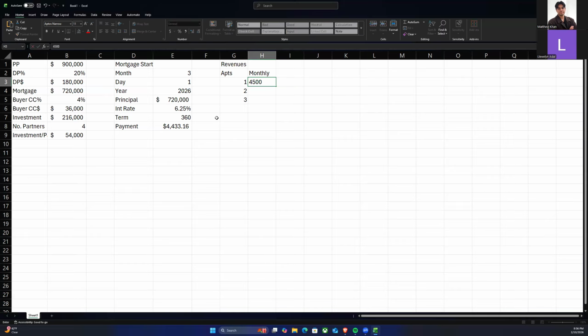The first apartment is paying $4,500. Unit two is paying 2,300, and unit three is paying 2,400.